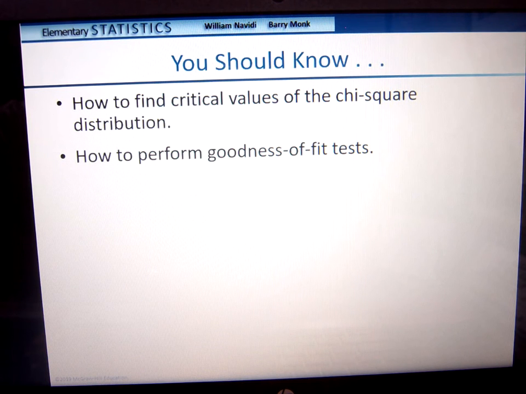So what we should know from this is how to find critical values of chi-square distribution, how to perform a goodness of fit test, and that is it for 12.1, and I'll see you soon for 12.2.